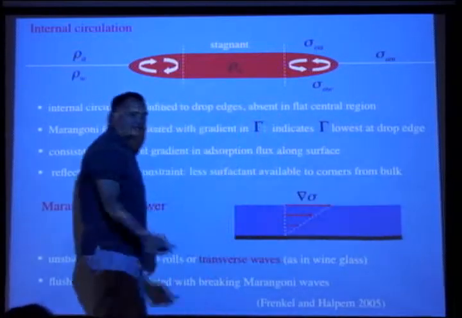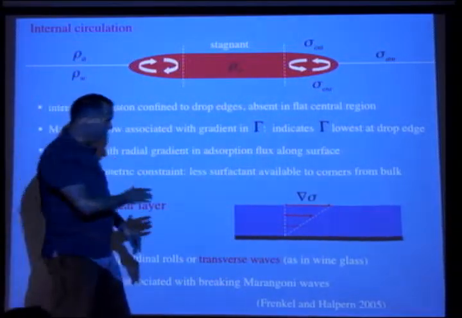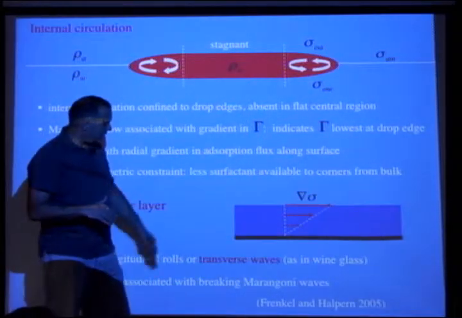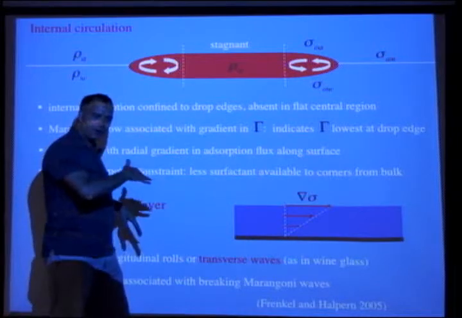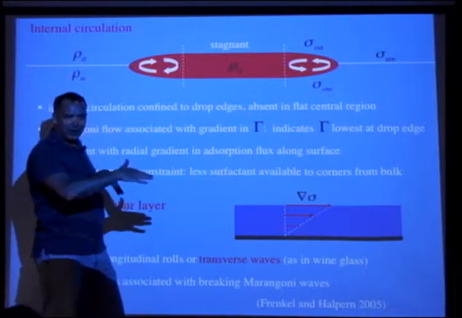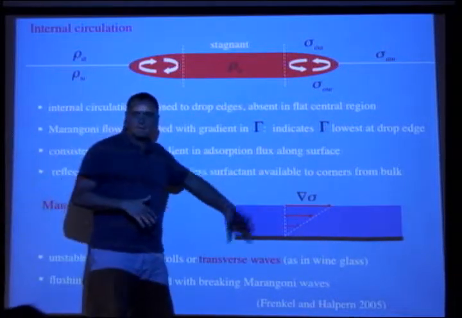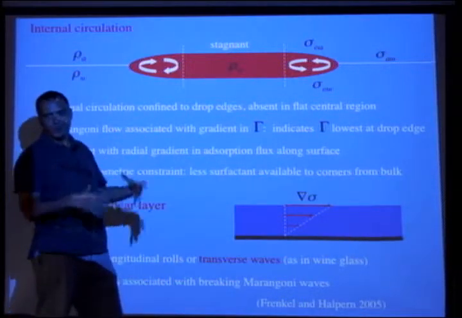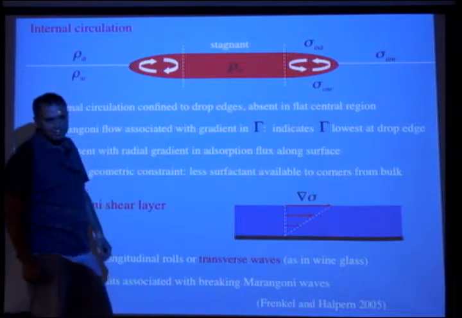Okay, and so what we're seeing in this problem is waves like this, and it's consistent in terms of the parameter space. And these waves are actually breaking. And it's these breaking waves associated with this Marangoni shear layer, which is dumping surfactant onto the surface and causing the lens to snap back. Okay?